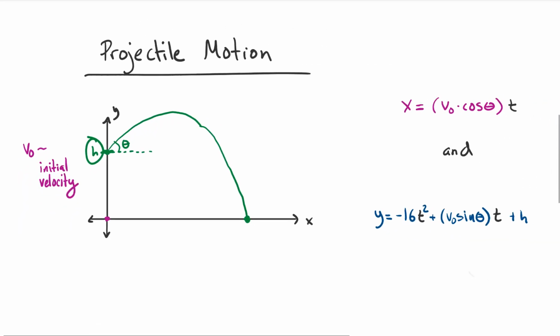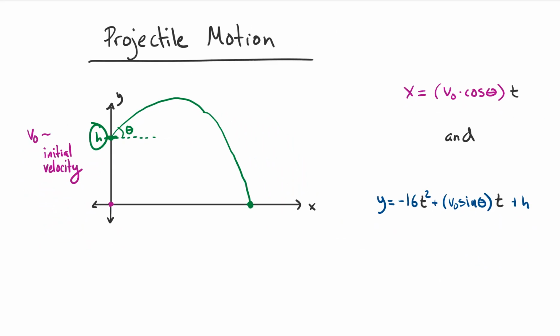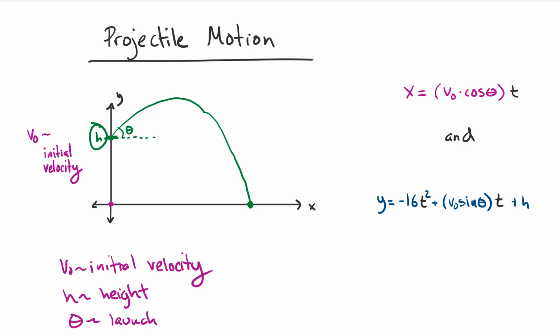And there are two of them. We have to have an X and we have to have a Y. There's a lot to talk about, but we have V naught as our initial velocity, h as our initial height, and theta as our launch angle.